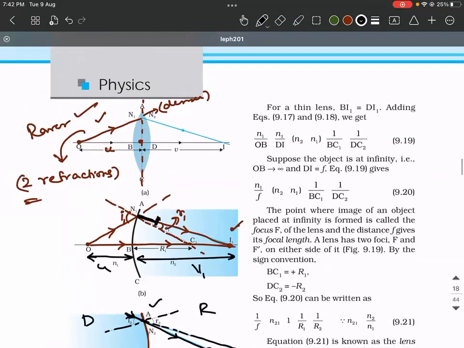You can use it, but that's what I'm saying. You need not worry about whether it is denser to rarer or rarer to denser. Whatever the scenario, as long as the refracting boundary is curved in nature, you can apply that formula, because you have already derived it using sign convention. So while applying the formula, you need to use sign convention again so that you get the answer for that specific condition. But here, observe what I'm going to do.